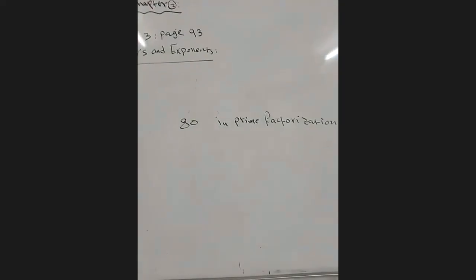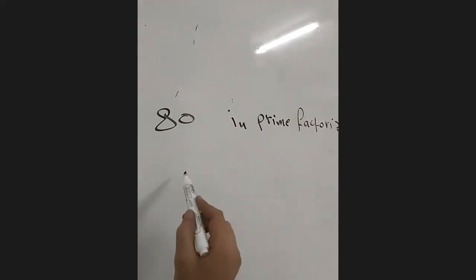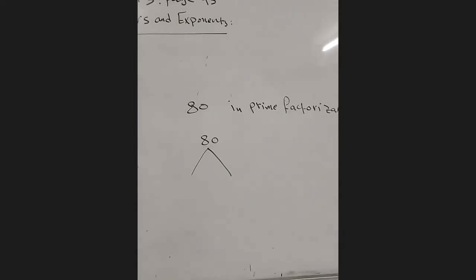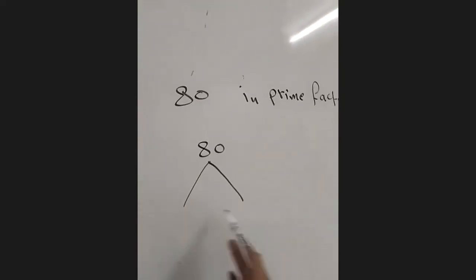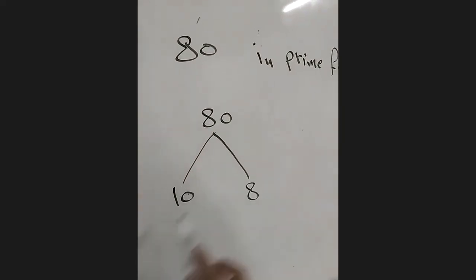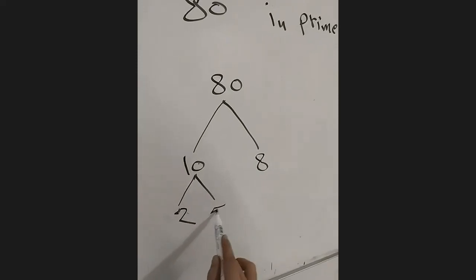Ahmed, I choose Ahmed. How we make prime factorization? Can you help me, Ahmed? We make the 3-way, remember? Give me 2 numbers. If you multiply them, you get 80. 10 by 8. Then the 10? 2 multiply 5. Excellent.